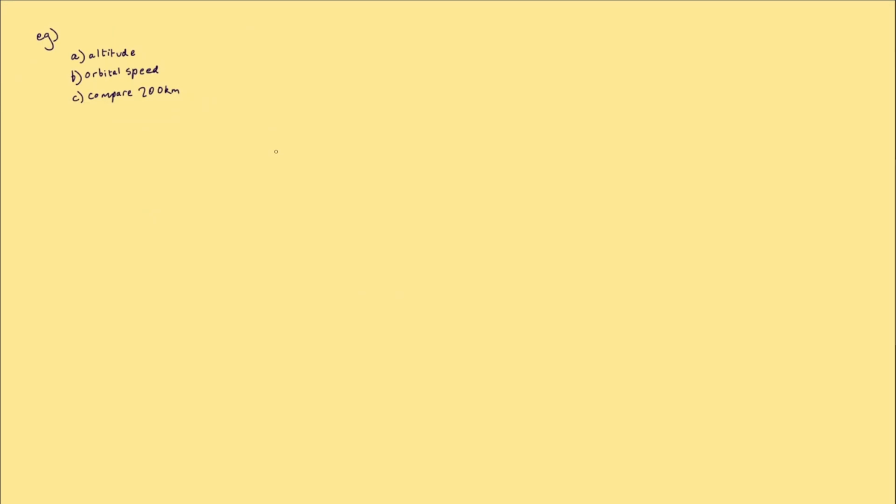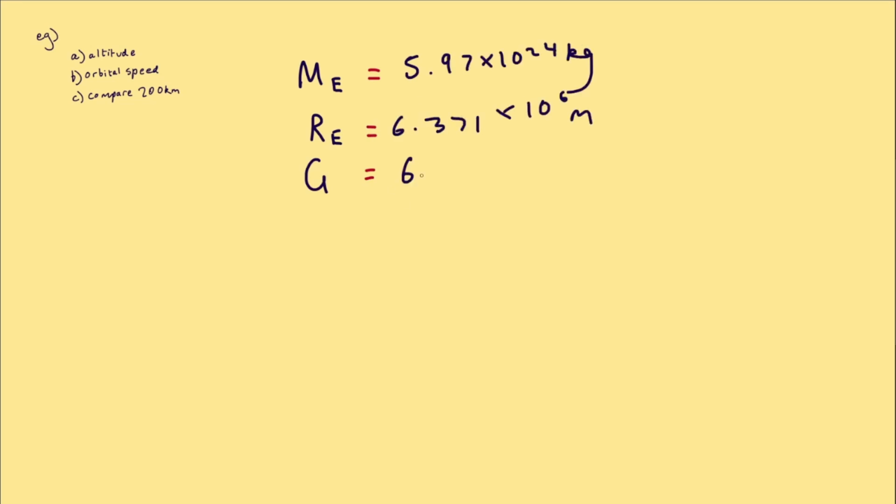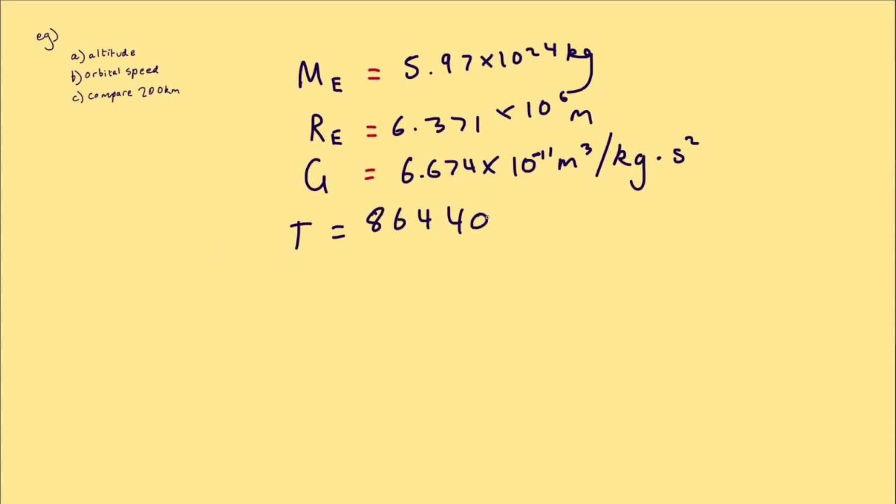Let's start with altitude. Now here's what we know. We know the mass of Earth because we can Google that. We know the radius of Earth because we can Google that. And we know the gravitational constant. I'll write it out, but I'll speed it up because they're big numbers. We also know the orbital period. The orbital period of our satellite is 24 hours, which is 86,400 seconds.